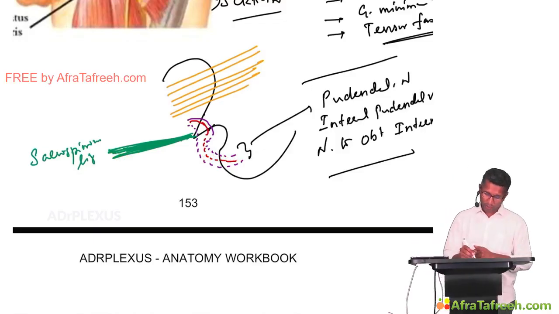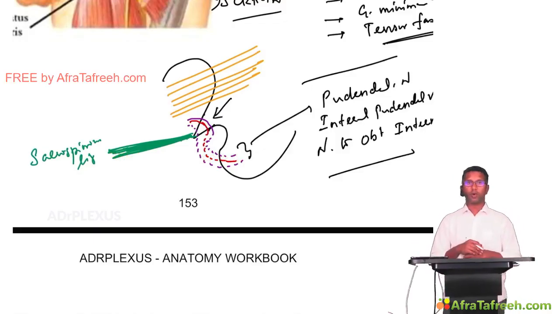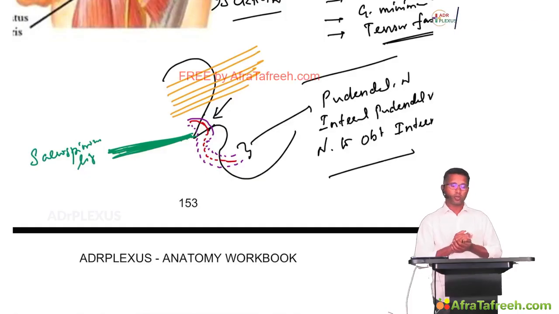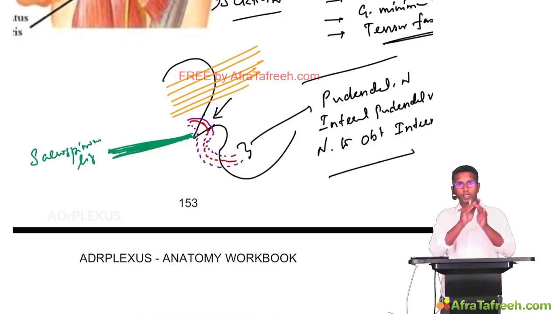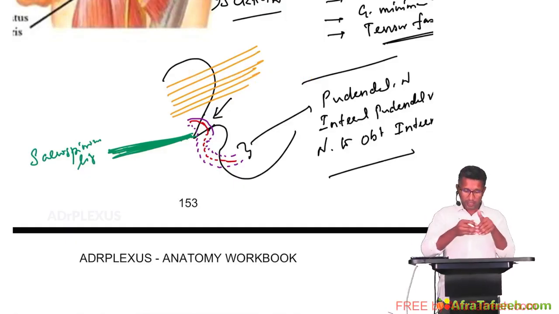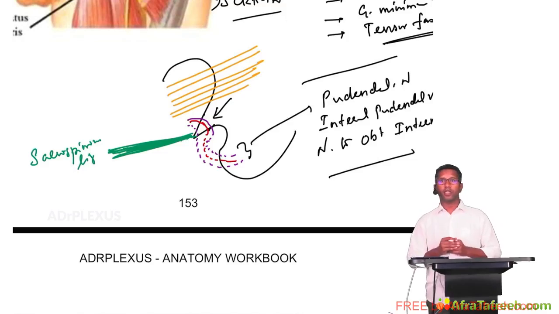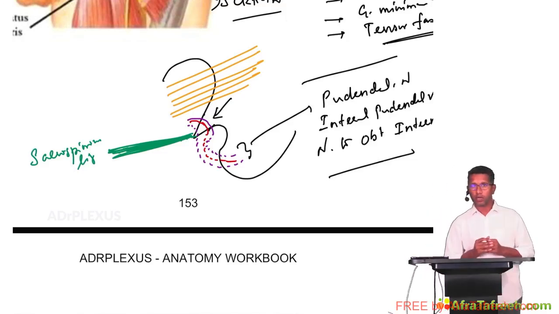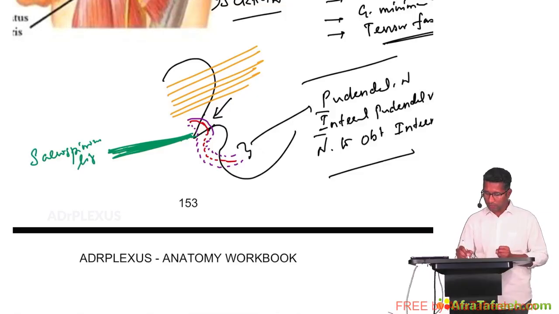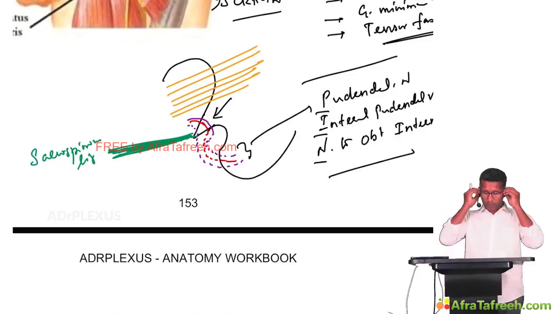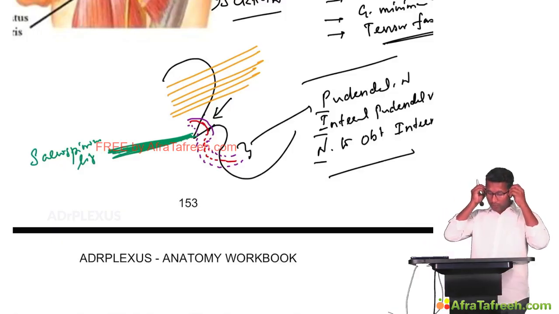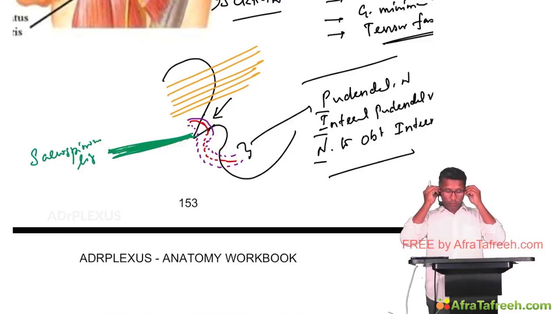Sometimes they will put an arrow at the ischial spine and ask you what the structure is. These three structures come out of the pelvic cavity, wind around the ischial spine, and through the lesser sciatic foramen re-enter the pelvic cavity. So these are called the PIN structures: P stands for pudendal nerve, I stands for internal pudendal vessels, and N stands for nerve to obturator internus.